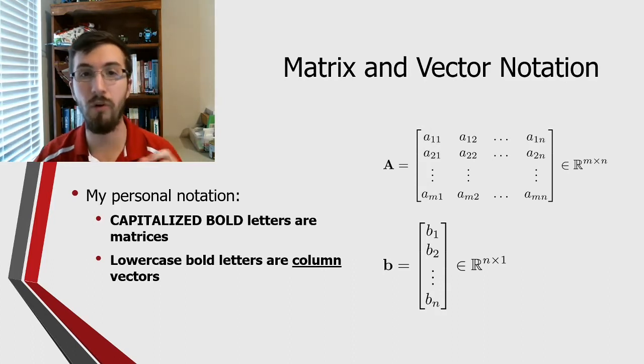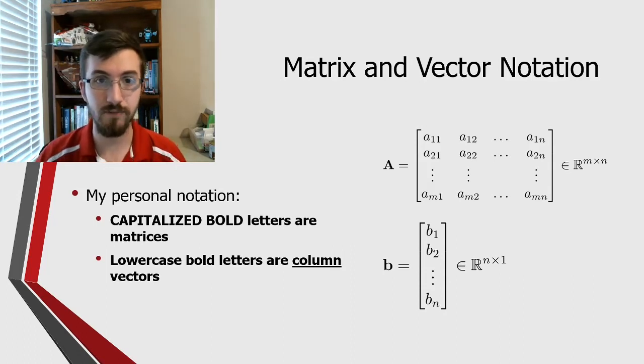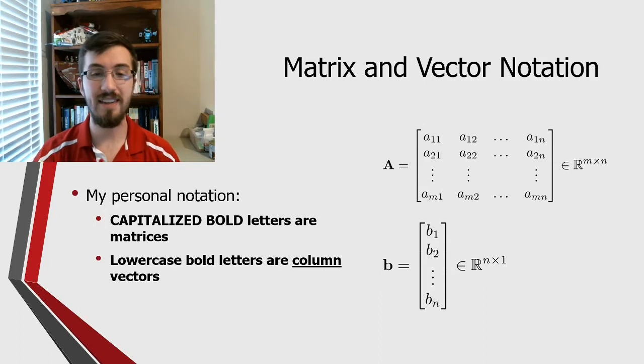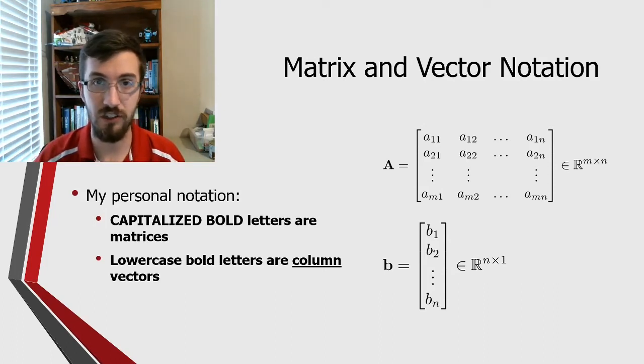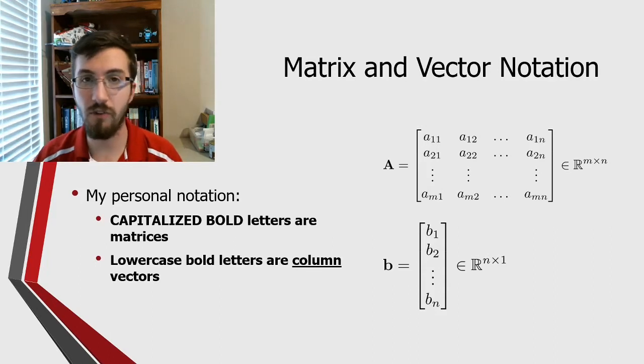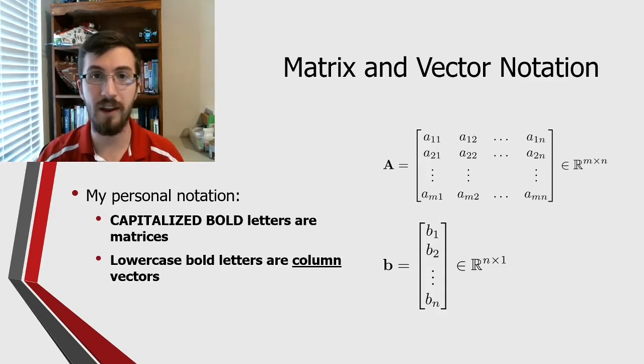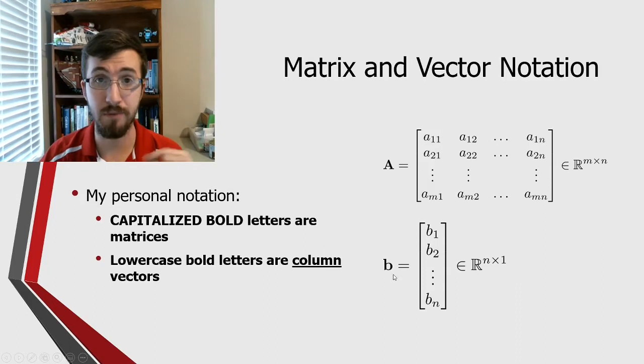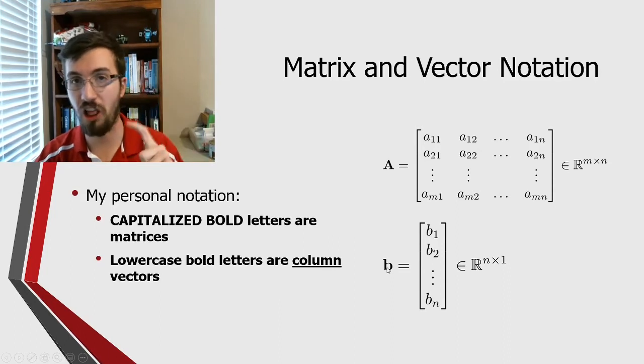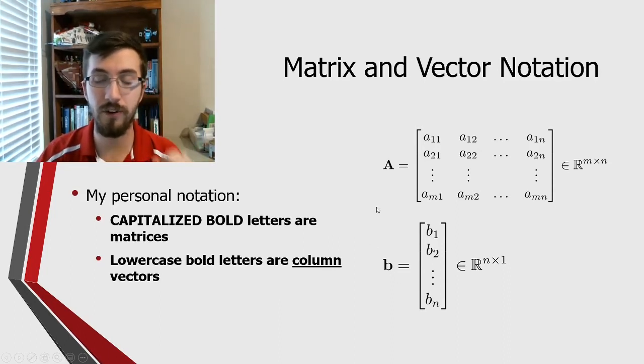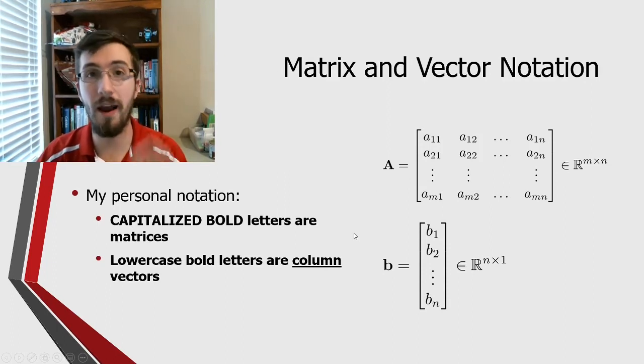A capitalized bold letter is a matrix. A lowercase bold letter is a column vector. Okay? If I want to write a row vector, I use something called the transpose, which we'll talk about in another video. But anytime you see a capital bold letter, like this A here, I mean a matrix. If you see a lowercase bold letter, I mean a vector. And not just any kind of vector, but a column vector. Okay? It's really important to try and remember that. And remember that everyone does it a little differently, but this is how I'm going to do it.